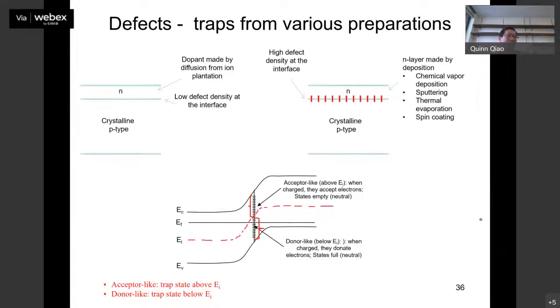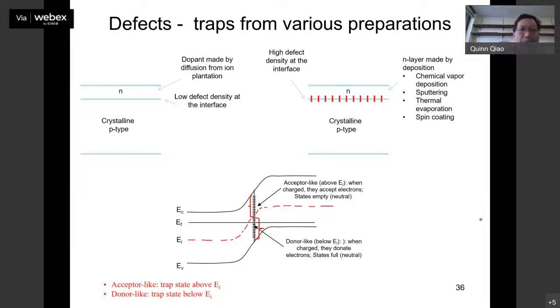So next I'm going to talk about defects. Defect is a big thing in a lot of semiconducting devices. I think students also asked questions about this: you have bulk defects and interface defects. The bulk defect happens inside the bulk, and the interface defect happens at the interface. That also depends on how you prepare your samples.